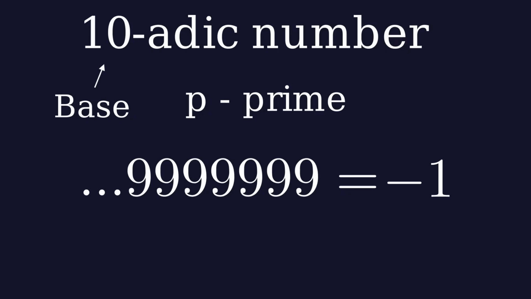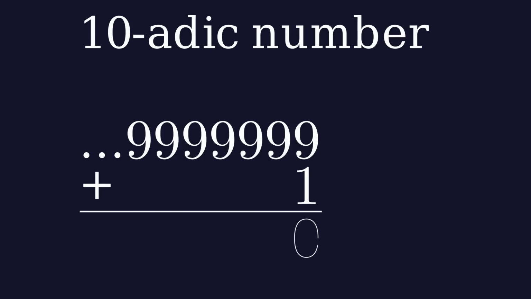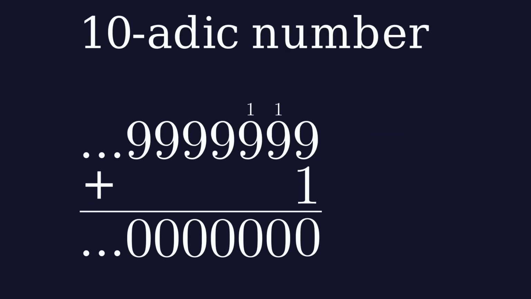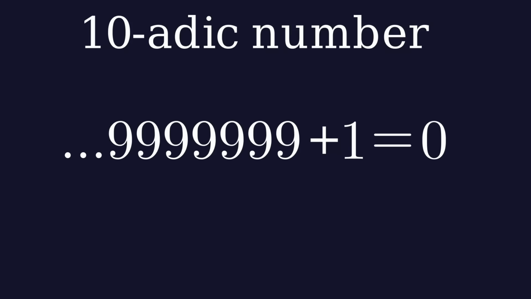We can perform arithmetic operations on p-adic numbers. For example, we can add 1 to this number. We get 0 in the first digit, and we carry the 1. We get 0 in the next digit, and we carry the 1. This number consists of infinite 9s, so we only get zeros. So this number plus 1 is equal to 0. That's why it is equal to -1.